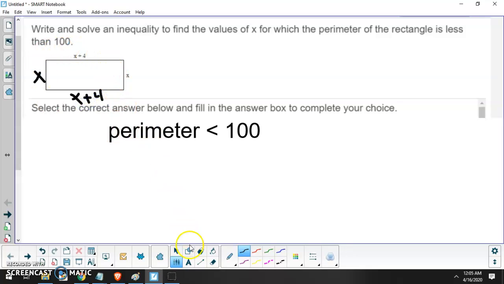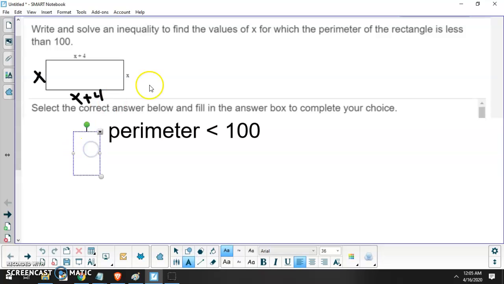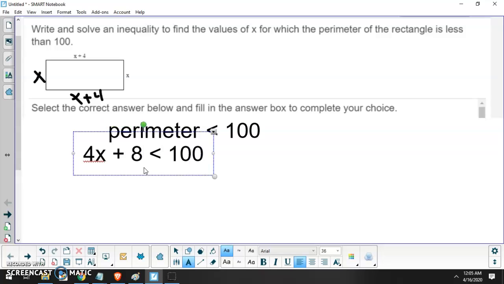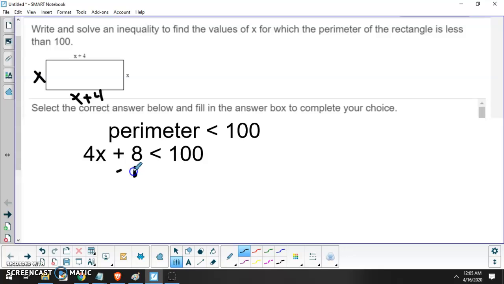Now, if we add all four sides, what you need to do is realize that you have x plus x plus x plus x. So that's like 1x plus 1x plus 1x plus 1x is equal to 4x. Then you have 4 plus 4 is 8. So 4x plus 8 is less than 100. And if you solve this inequality, you would be subtracting 8 from both sides. So let me show you there. And do you flip it if you subtract 8? Nope, you don't flip when you're subtracting.